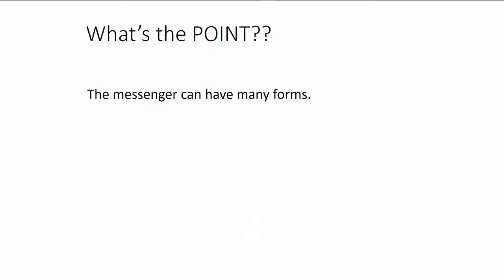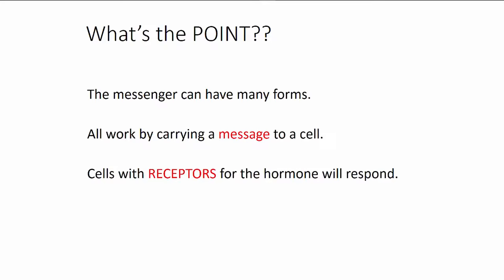The messenger can have many forms, but they all work to carry a message to a cell. Cells with receptors for the hormone will respond. These are called target cells. Hormone is a messenger. In our next video, we'll look at how hormone release is regulated, and we'll look at more details on the interaction of the hormone with cellular machinery.